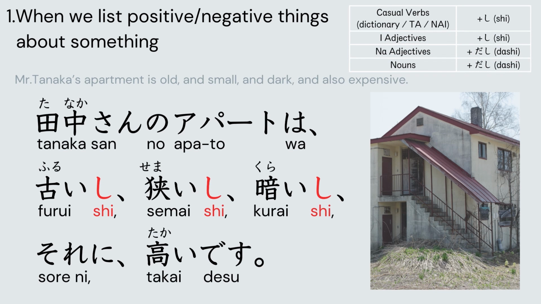Mr. Tanaka's apartment is old and small and dark and also expensive. Tanaka-san no apato wa furui shi, semai shi, kurai shi, sore ni takai desu. Furui shi is old and, semai shi is small and, kurai shi is dark and, takai desu is expensive. You don't have to use shi for the last adjective. Sore ni is also used when you have more than 3 things that you want to list, right before the last adjective.